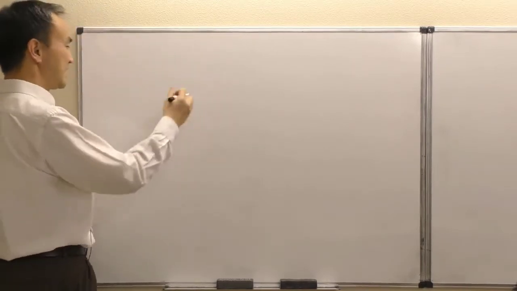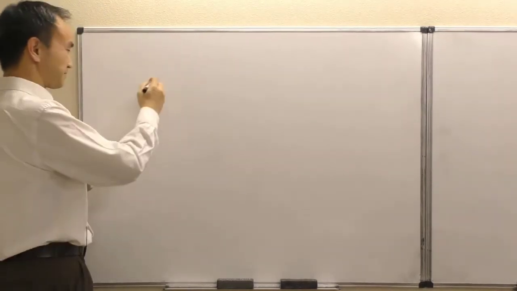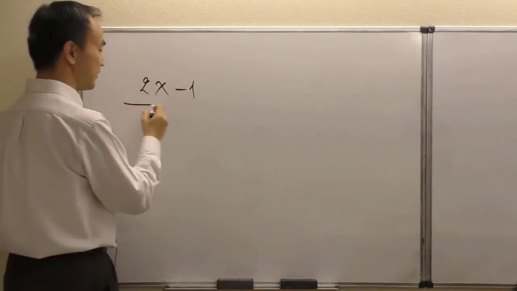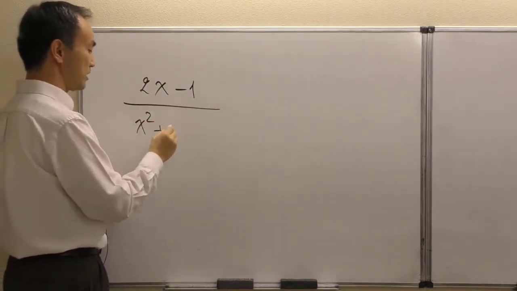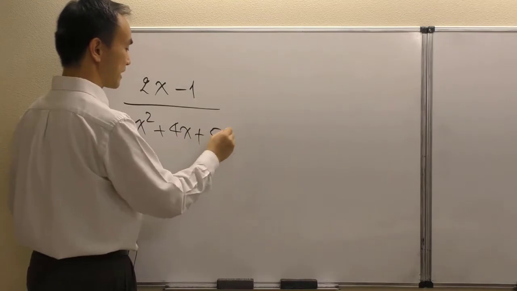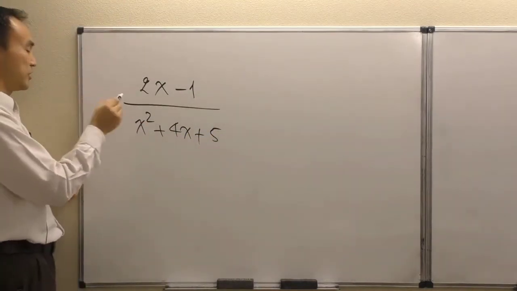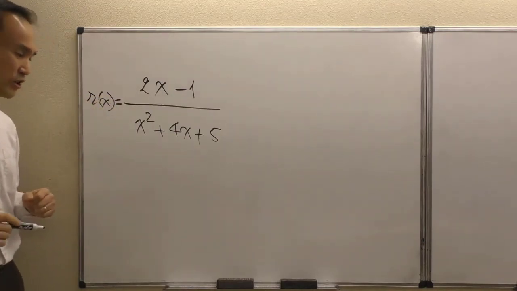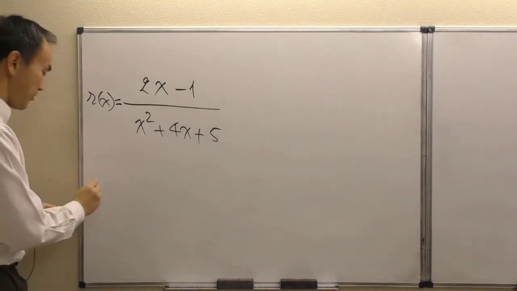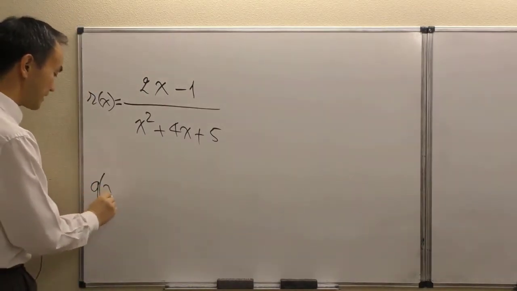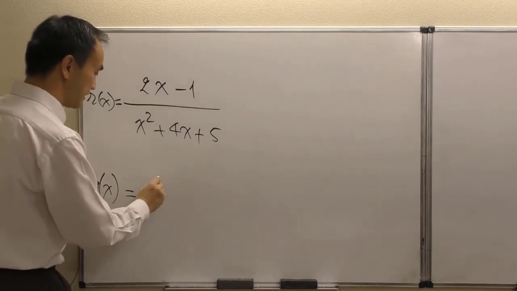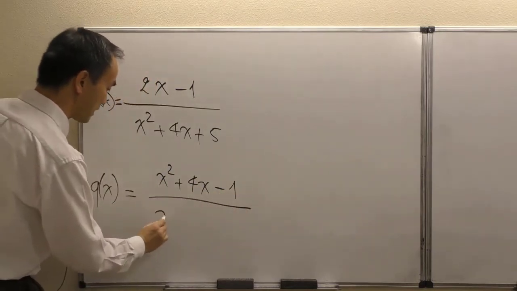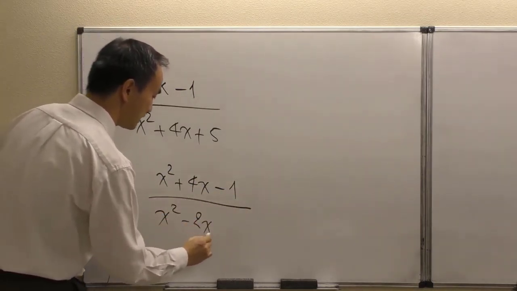Okay, so let me introduce a few functions, and I will start getting into the idea of what a rational function is. All right, so let's look at something like this. Simply, I have 2x minus 1, dividing that by x squared plus 4x plus 5, for example. That's one function, and we can call that a function r of x. I can also come up, out of my own creativity, with another function. How about q of x, x squared plus 4x minus 1, dividing that by x squared minus 2x plus 1.